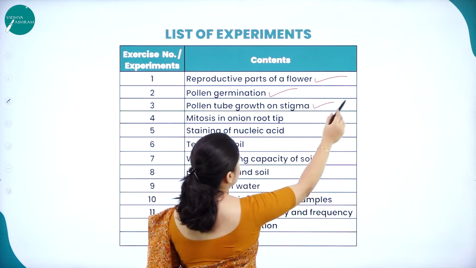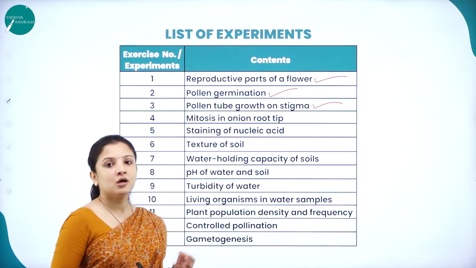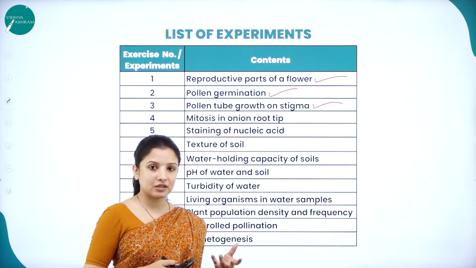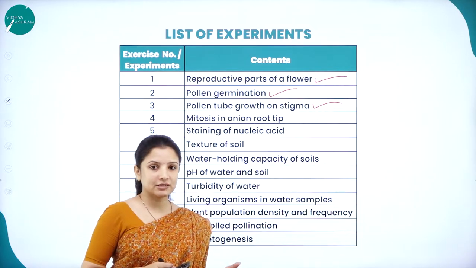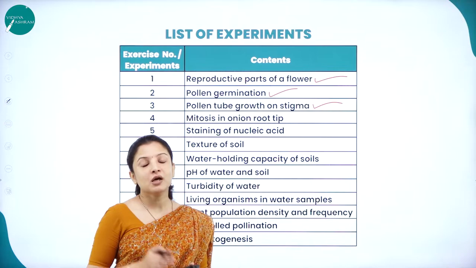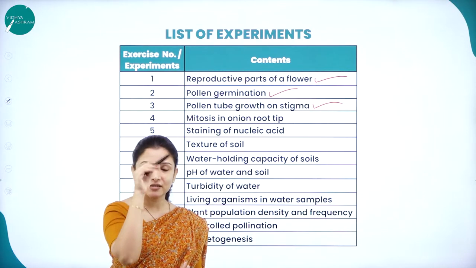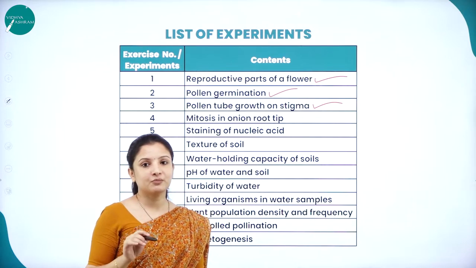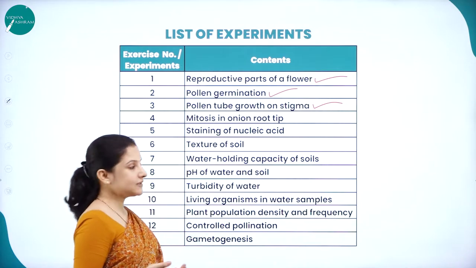Experiment three, you have pollen tube growth and stigma. This also, a particular flower stigma we need to take. We need to boil it so that it becomes soft. And then you need to put it in stain, cotton blue stain, smash it, observe it under the microscope. Very beautifully, you can see the pollen tube growing towards the stigma. So it is a very nice experiment.